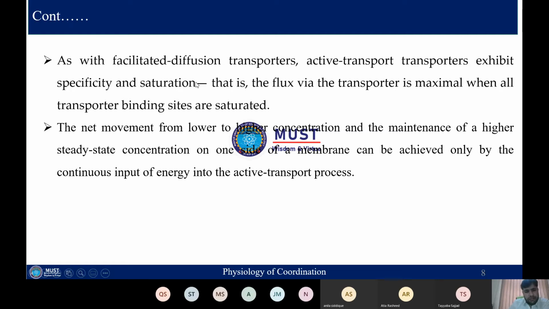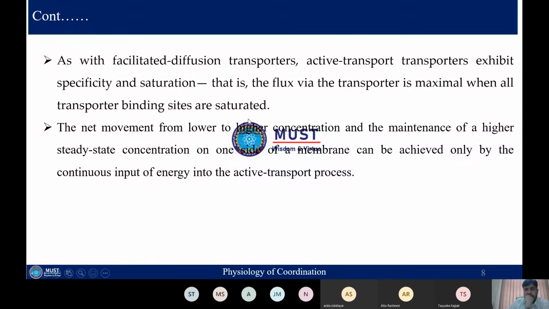Meaning at a specific time, the binding sites of these carrier proteins or transporter proteins will be completely occupied, and no more binding sites will be available for further binding of the solute particle to this transporter protein. So this point is called saturation. So these transporter proteins which are involved in the active transport mechanism also show specificity for binding to a specific type of transported solute, as well as saturation.